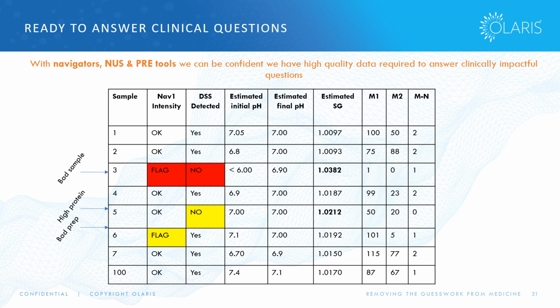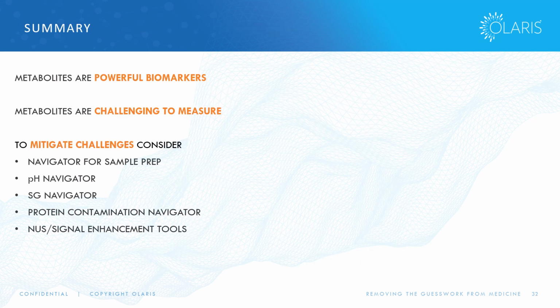These other samples were flagged. For example, DSS was not detected. The Navigator 1 intensity was weird. So you can go back and check if those samples also need to be removed. In this way, having all this information, you know what you have to remove, what you can keep, and what your pH was, what your specific gravity was. So you can know how to cluster together your peaks, how to normalize your sample, and then you can get the best results out of your data set.